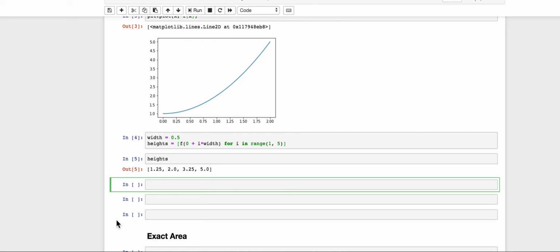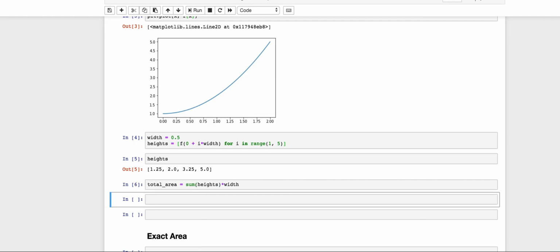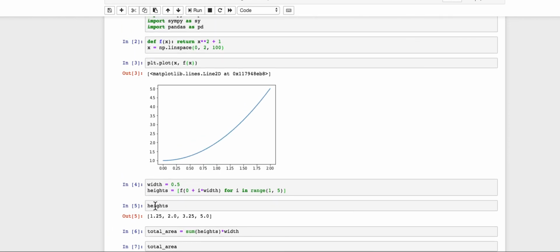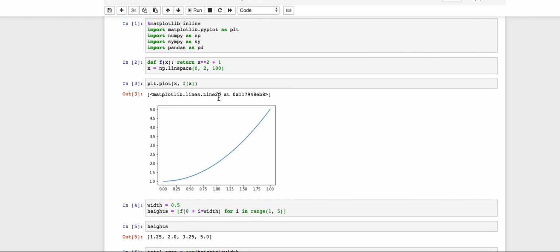And so then what we need to do is add all of these together, multiply them by the widths, and we'll get our area approximation. So we can say that the total area will equal the sum of the heights times the width. And so we get the total area is 5.75. Okay? So there's our approximation using 4 rectangles under the curve.